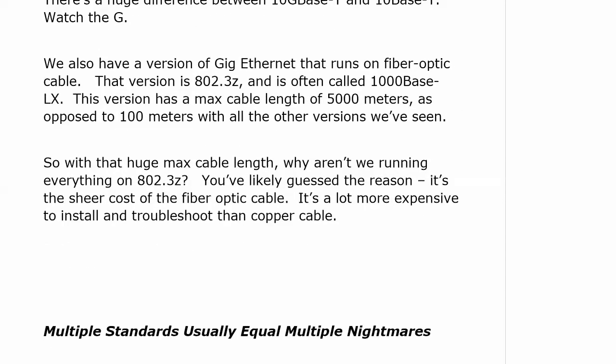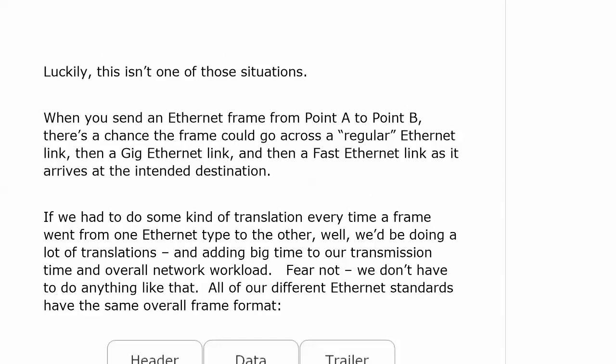Now, let me go back to that previous screen. I did have something else for you. I got cut off. Multiple standards usually equal multiple nightmares, and luckily, this is not one of those situations. Usually when you mix flavors even of the same kind of thing, like Ethernet, Gig Ethernet, Fast Ethernet, it sounds like we're going to have trouble sending Ethernet frames across a link or across a network if it's going to go on regular Ethernet for part of it, then Fast Ethernet, then Gig Ethernet, and then back to Fast Ethernet.